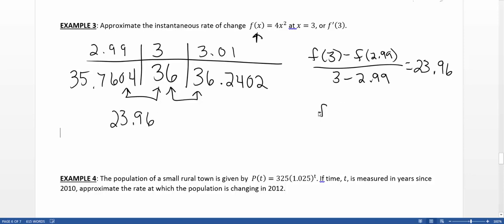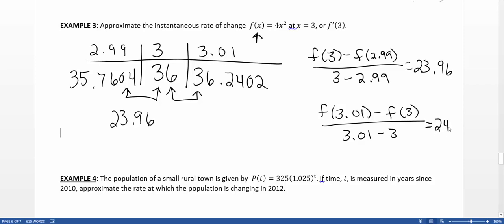When I do the average rate of change on the right, I'm going to do f of 3.01 minus f of 3 divided by 3.01 minus 3. When I plug that into my calculator, I get 24.02. So my average rate of change on the right is 24.02.